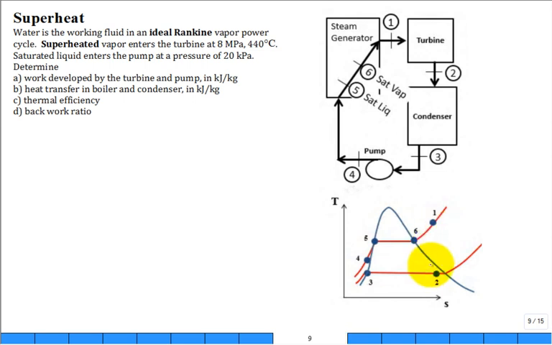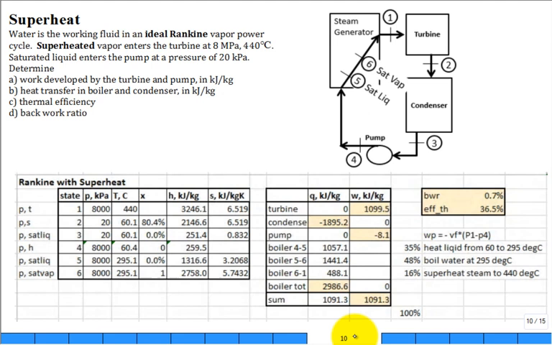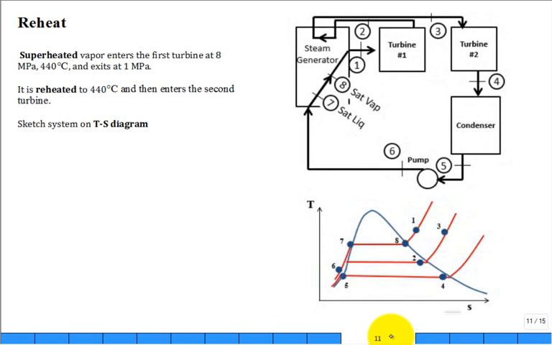So this is an illustration of superheating. Work out a problem on superheating. I'm going to skip it and get to reheat. So what we have is a high pressure. We still have our condenser low pressure. We have an intermediate pressure. All right, so what about this intermediate pressure?